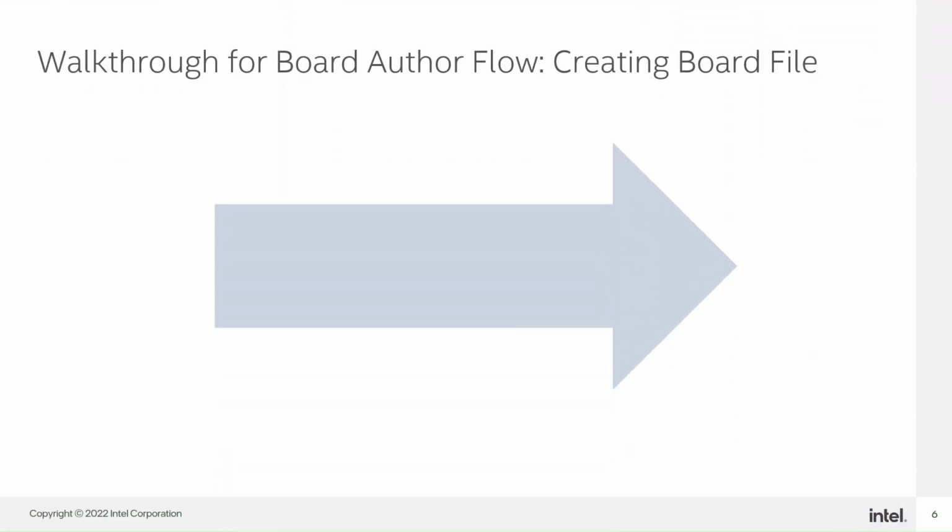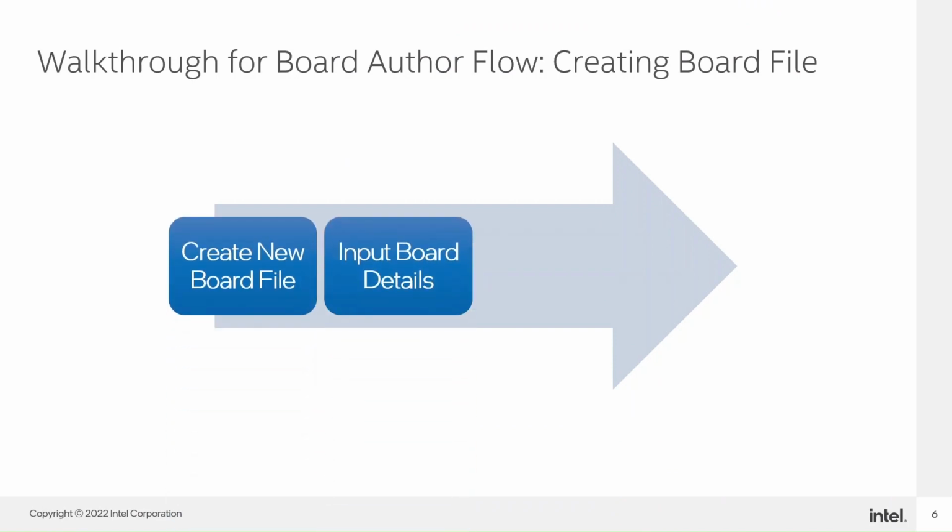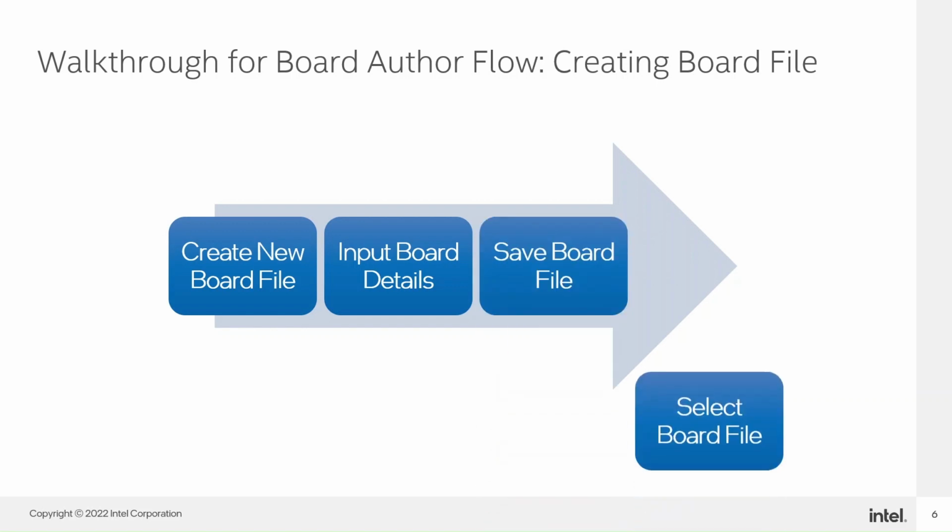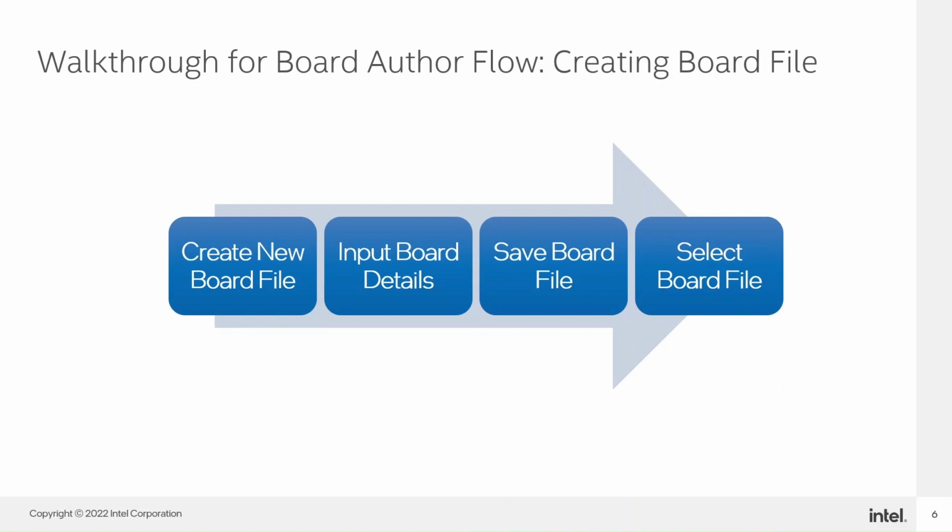The walkthrough for the board author flow to create a board file is as follows. Firstly, create a new board file in the Platform Designer. This is followed by filling in the board details needed, which will be included in the board file, such as board family, device part, vendor, and board version. Next, save the new board file. Finally, the board can be selected to be used in a design.